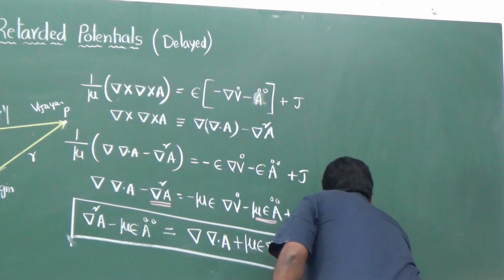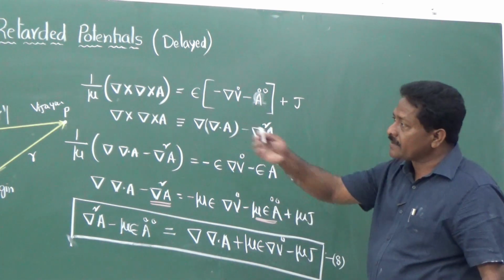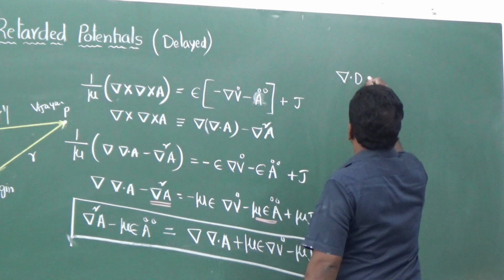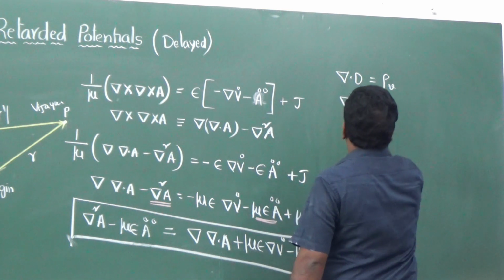Let it be equation 8. One more differential equation we would like to produce by taking another Maxwell's equation. You know, del dot D is equal to rho V, meaning del dot epsilon times E is equal to rho V.